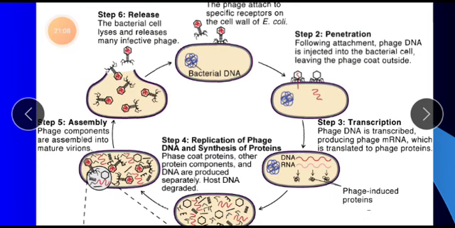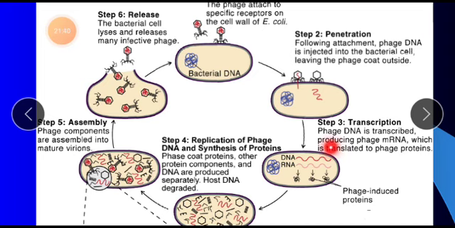Those phages inject into the bacterial cell, leaving the phage coat outside. Then the transcription: this phage DNA is transcribed, producing phage messenger RNA, which is translated to phage protein. Then this allows DNA and RNA to make their strands. Then the phage-induced proteins. These are the proteins that are made, which are called the phage-induced proteins.